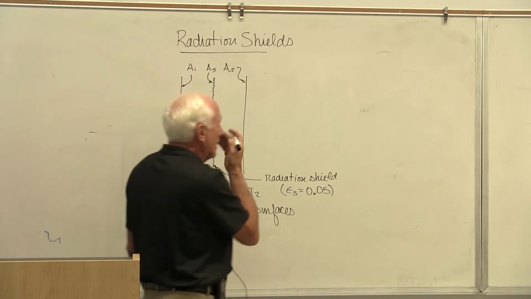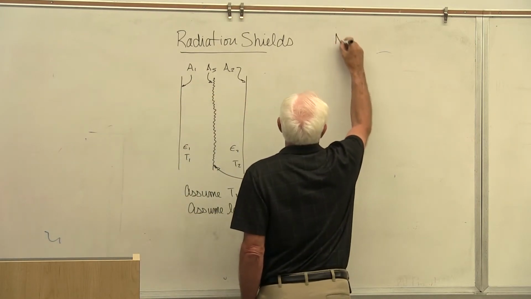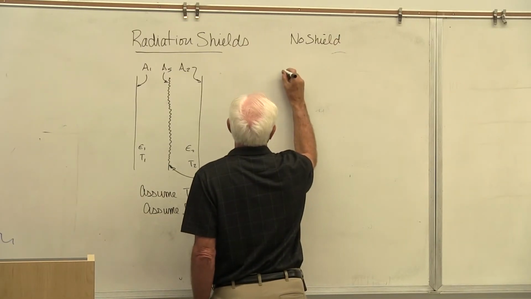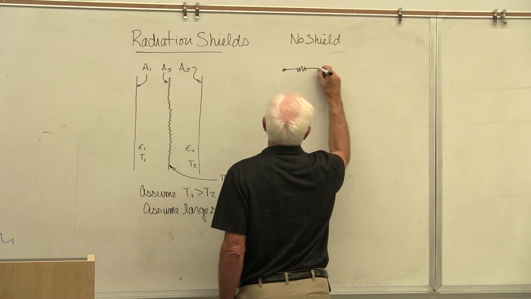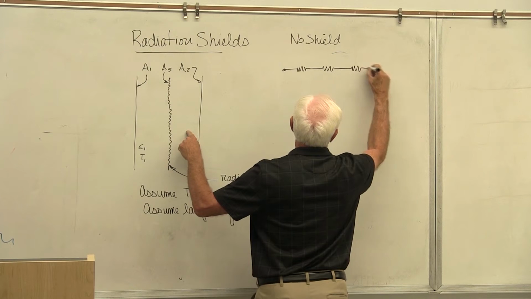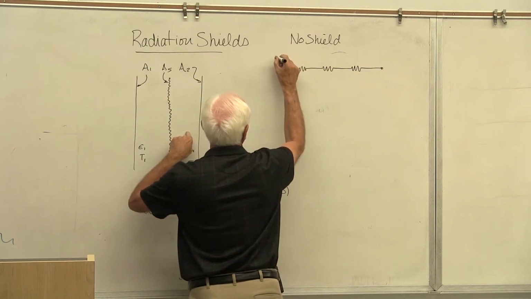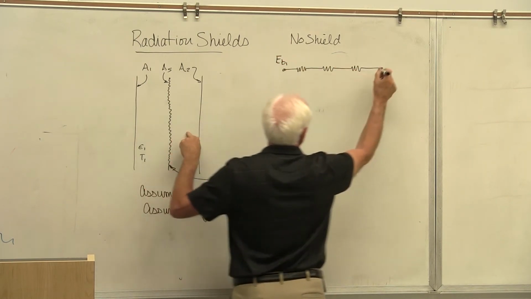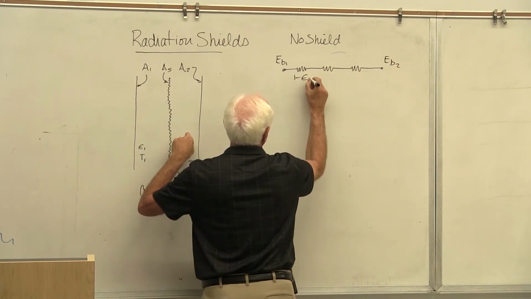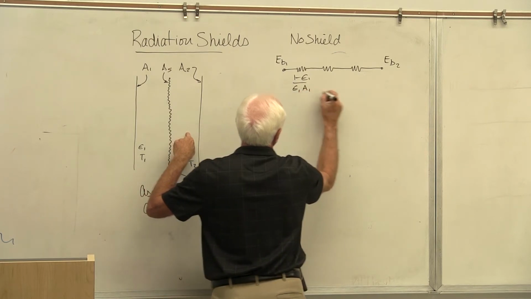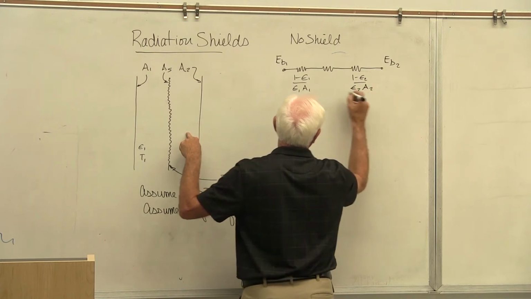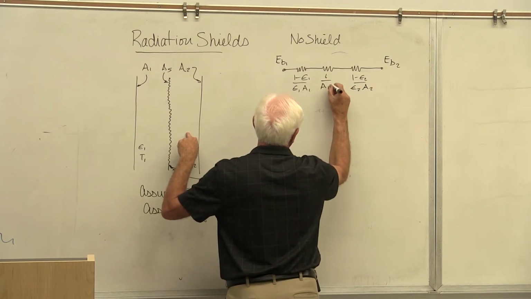To see what's going on, you do it this way, let's say with no shield. So with no shield, here's what we have. This one right here, we have F12. This is EB1, this is EB2 for our little circuit. 1 minus epsilon 1 over epsilon 1 A1, 1 minus epsilon 2 over epsilon 2 A2, 1 over A1 F12.